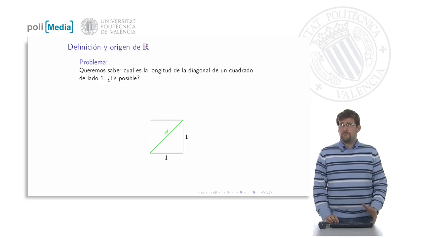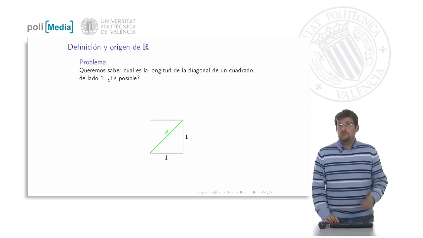Consider a square with side 1. In other words, all sides are of equal length, which is 1. How much is the diagonal?